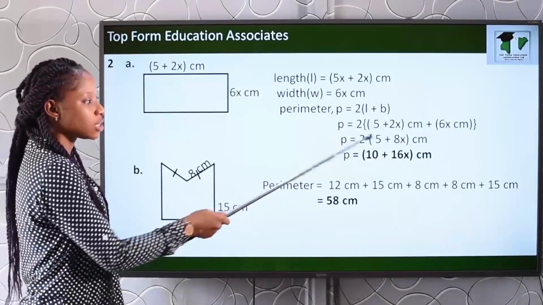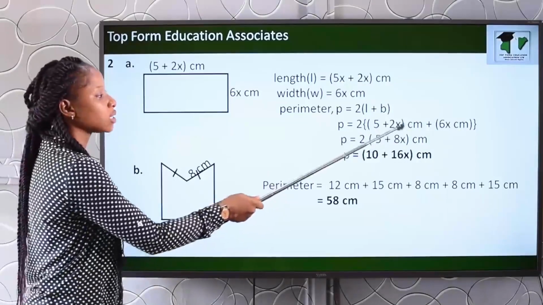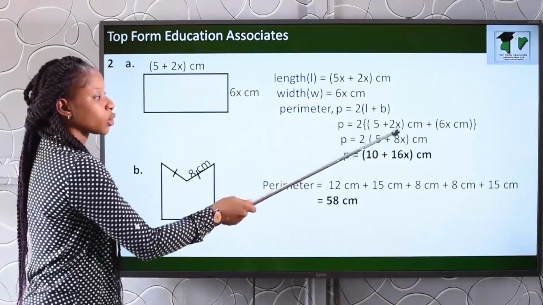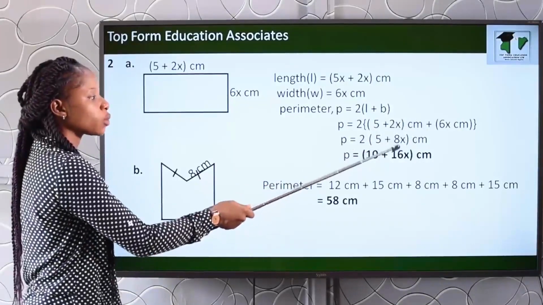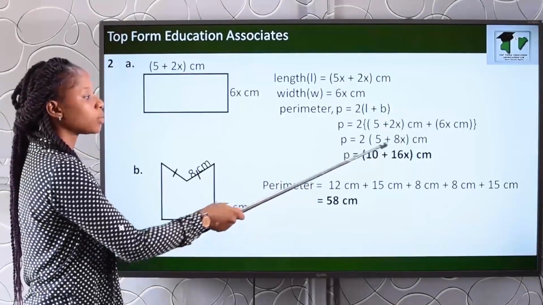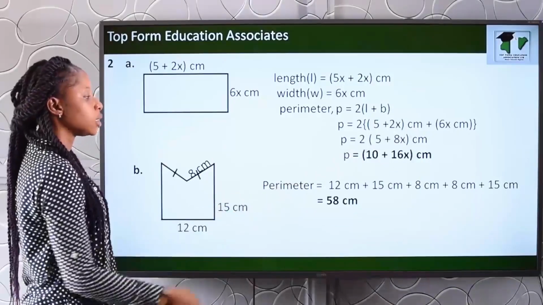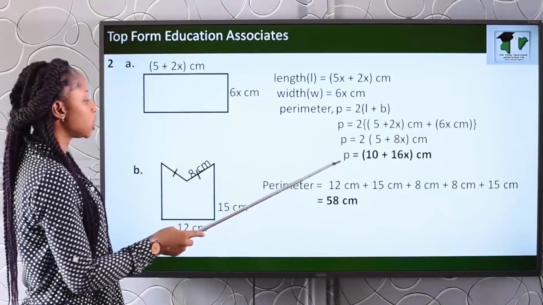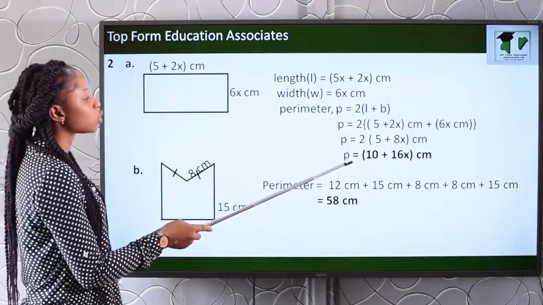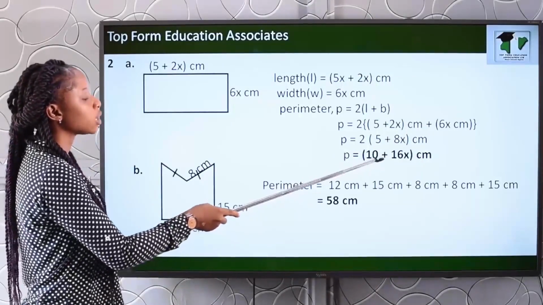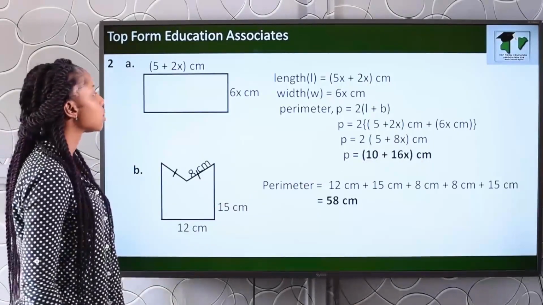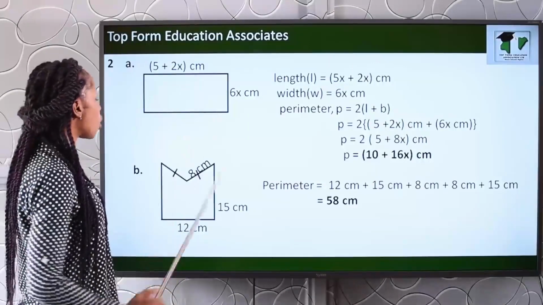To simplify it, we add the ones that are common. So 2 plus 6 is 8, so we have 8x here. Then we multiply: 2 times 5 is 10, 2 times 8 is 16. So the answer to this question is P equals 10 plus 16x centimeters. That's the perimeter for this rectangle.